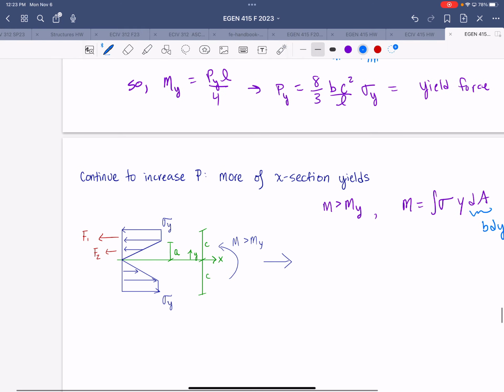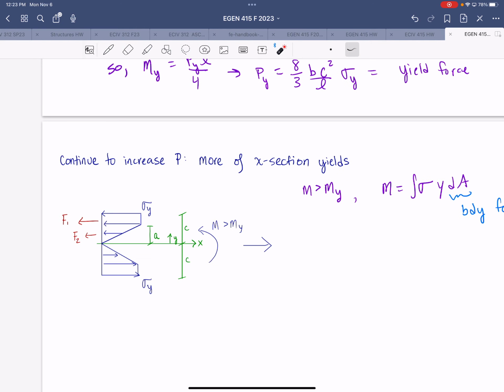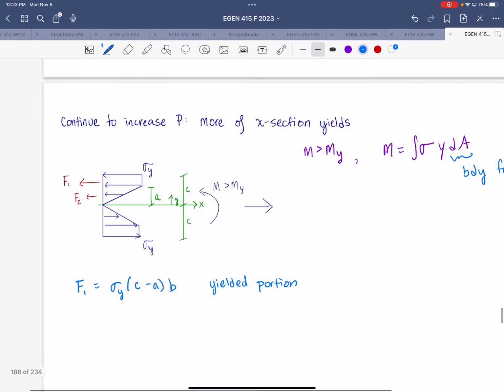So in our stress distribution, we can break it down into two sections, right? Well, first of all, it's symmetric, so we'll just look at one side. But within that side, we've got two sections: the section that has yielded and the section that has not yet yielded. So from the section that has yielded, we have a resultant normal force, F1, equal to sigma y times (C minus A) times B. So that's just taking the normal stress times the area over which it's acting.